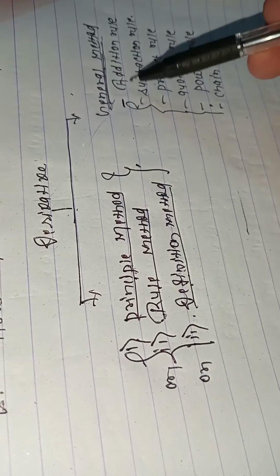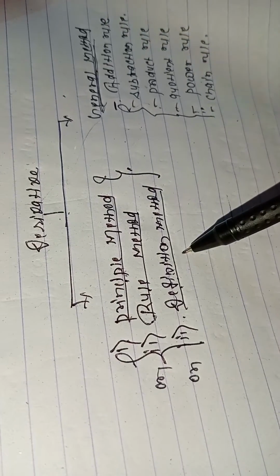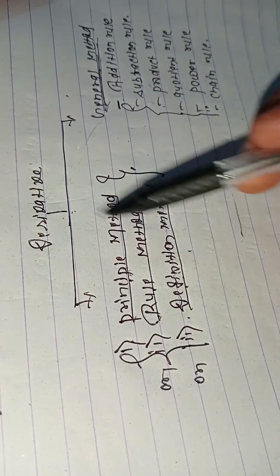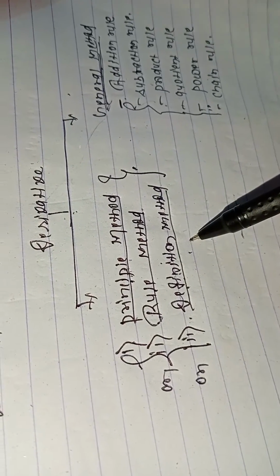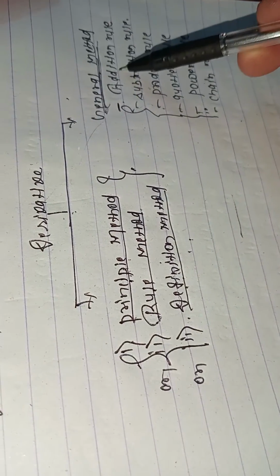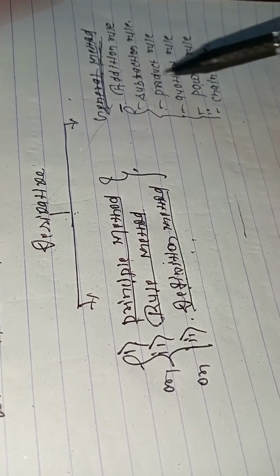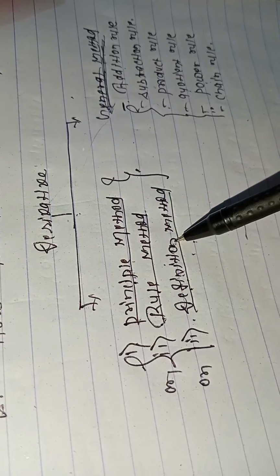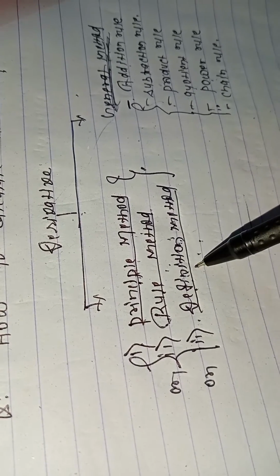So these are the techniques by which you should calculate the derivative by the general method, but you should understand that these rules are not permitted if you are going to find the derivative by the principal method, rule method, or definition method. These rules are only for the general method.